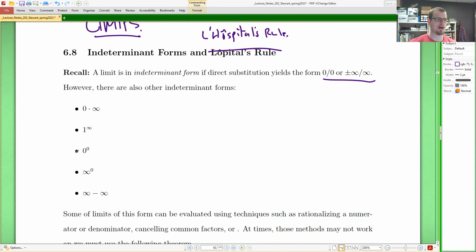0 to the 0th power. This one is a little bit weird. Again, 0 to any power should be 0, but anything raised to the 0th power is 1. So what are we getting here? 0 or 1, that kind of idea. Same thing here. Any number raised to the 0th power is 1, but infinity raised to any power should be infinity. I don't know. And then infinity minus infinity.